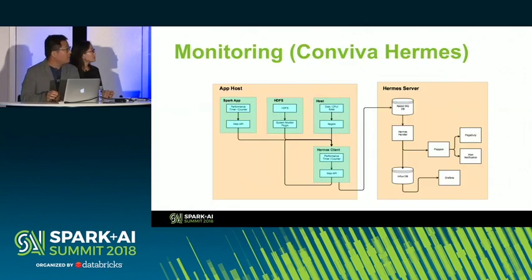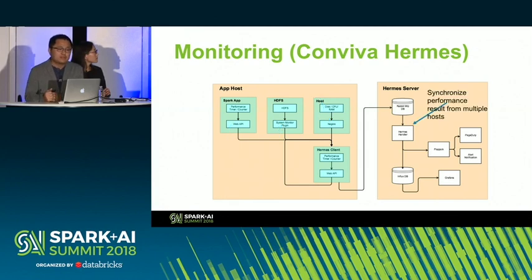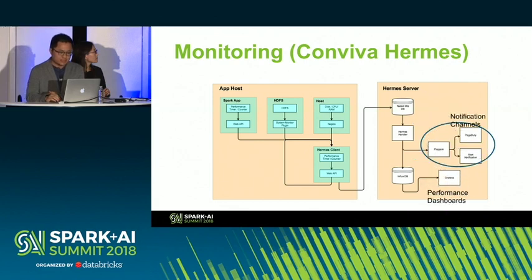Hermes is designed in a client-master mode. On the client side, we deploy an agent to each application host. This agent could push data from either the performance counters defined by the programmer or from industry-standard plugins, such as Sensu or Nagios. Those data are then sent to a server which synchronizes the results from multiple hosts. Those data could then be used to trigger a notification or feed into a customer dashboard.